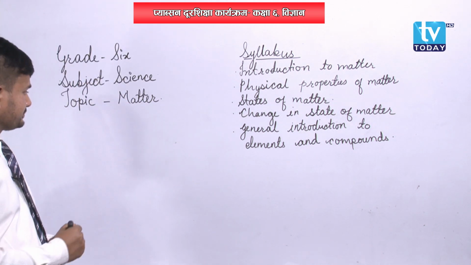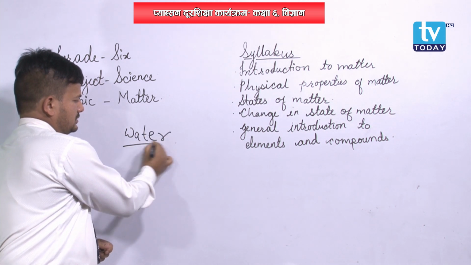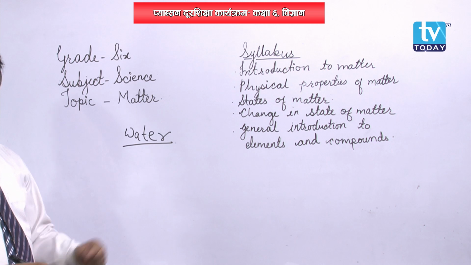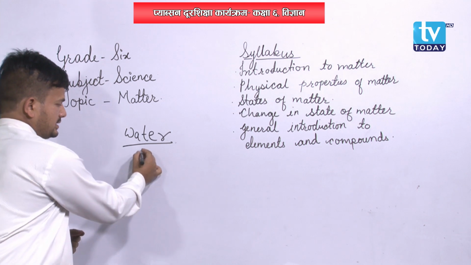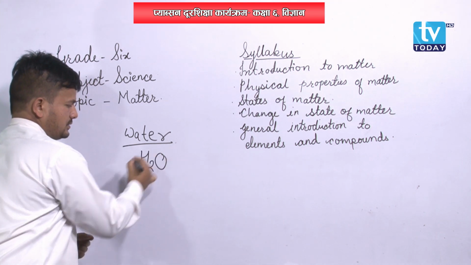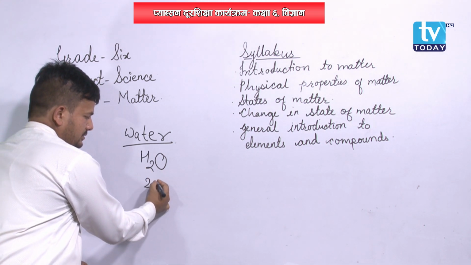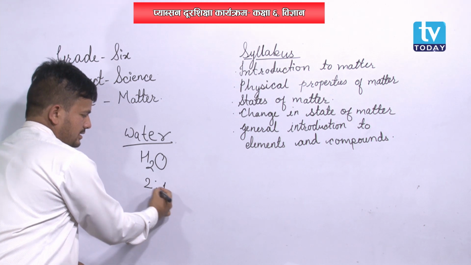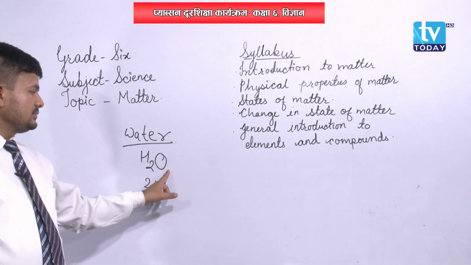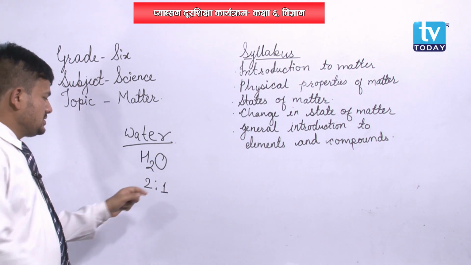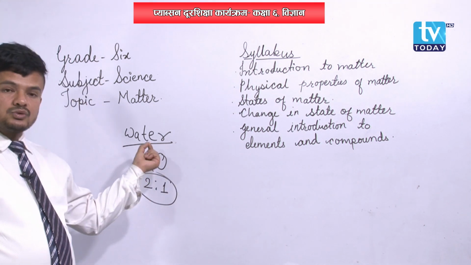Okay, see it. Water is a compound. Do you know its molecular formula? The chemical formula is H2O. So fixed ratio means here 2 parts of hydrogen and 1 part of oxygen. H2 means 2 hydrogen atoms and O, with nothing written, means there is 1 oxygen atom. So this is called a fixed ratio. Okay, in this way the compounds are formed.